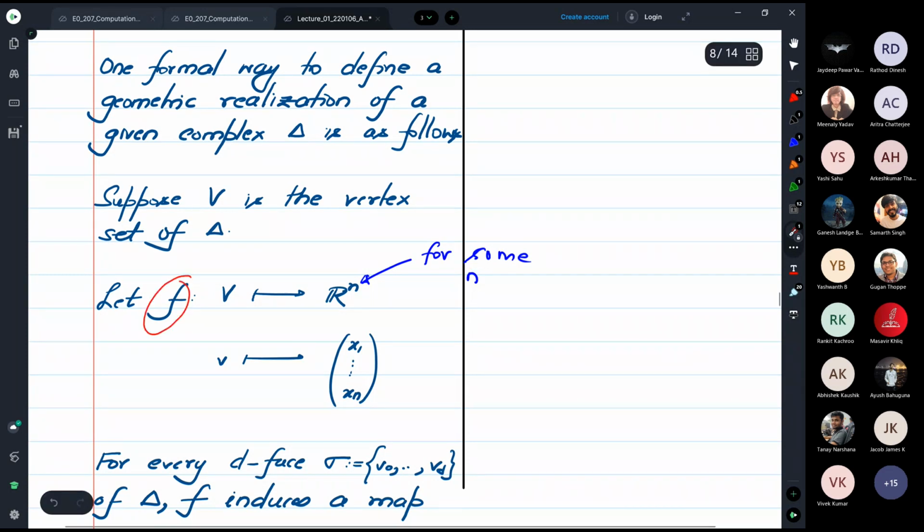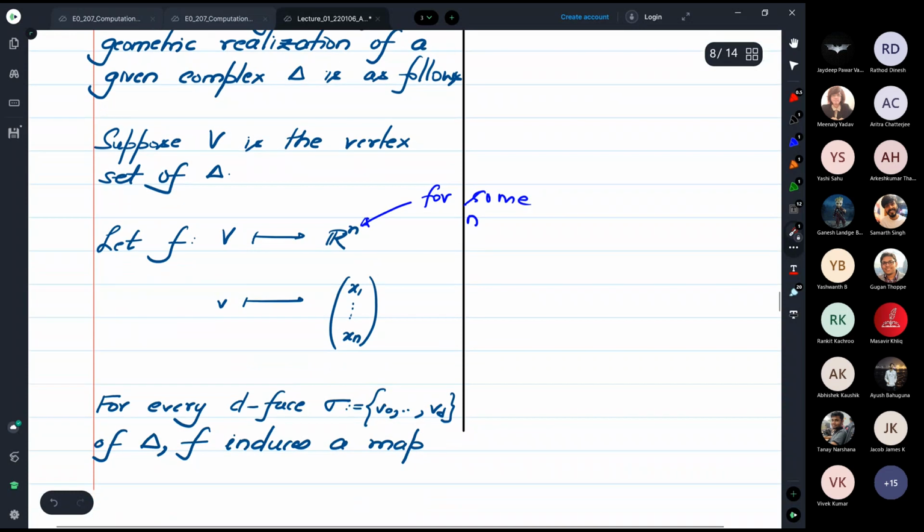So what does this function do? It takes as input one vertex, which I've written here as little v, in this set of vertices, and assigns to this vertex a vector in R^n. So every vertex is assigned a vector in R^n. The output of f for v would be this vector over here, and this is an element in R^n, so it will have n coordinates.